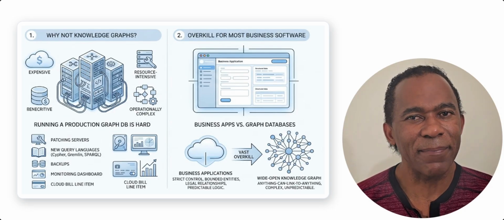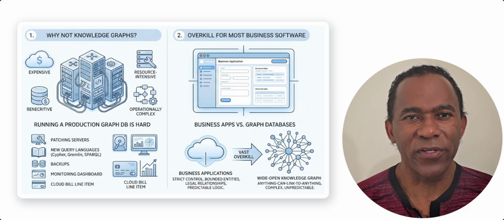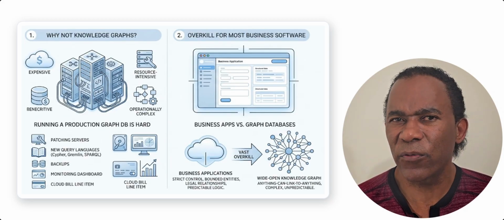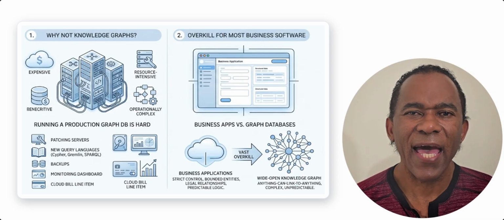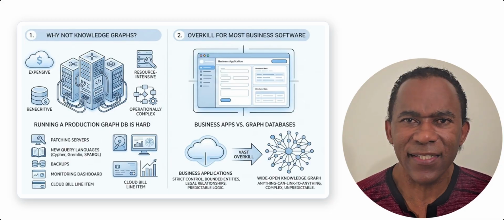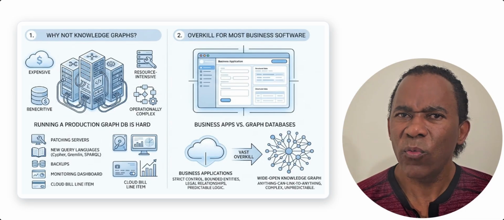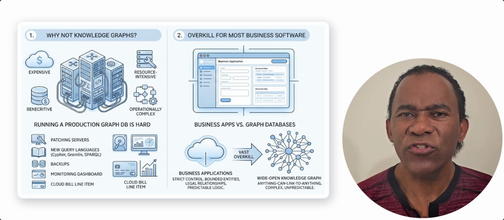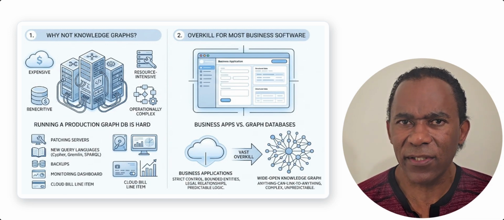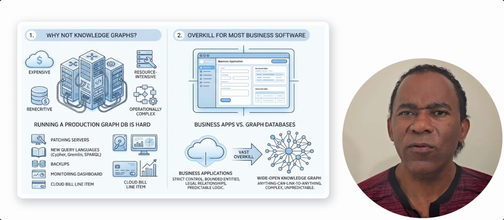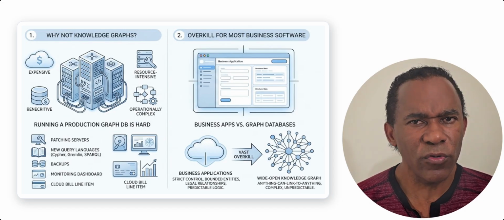For most business apps, that's an absolute overkill. And here's the dirty secret no GraphDB sales page is going to tell you. Most apps don't actually want a wide open, anything can link to anything graph. You want the opposite. You want strict rules, bounded entities, predictable application logic. An enterprise graph database is the wrong tool for that.